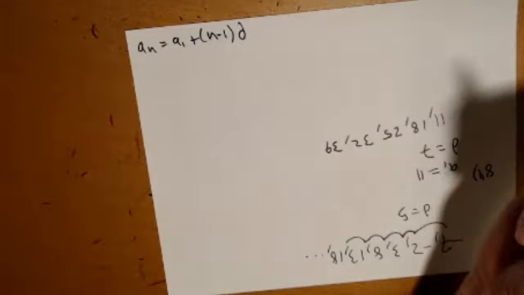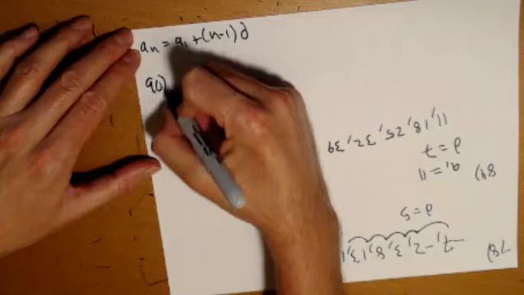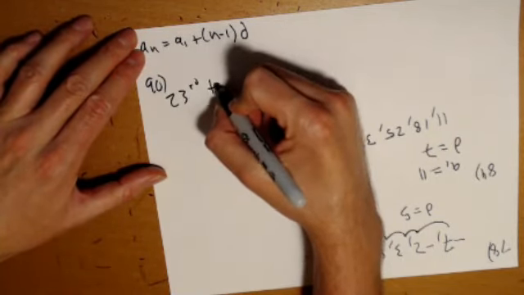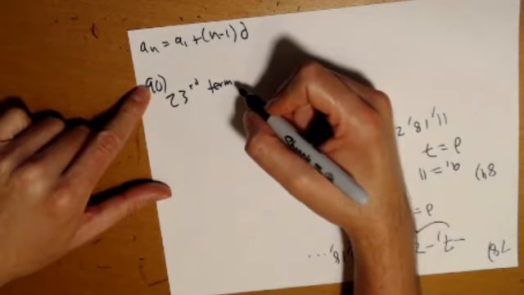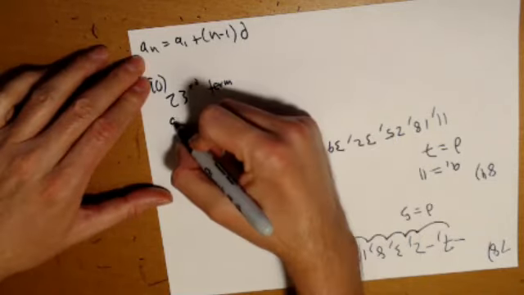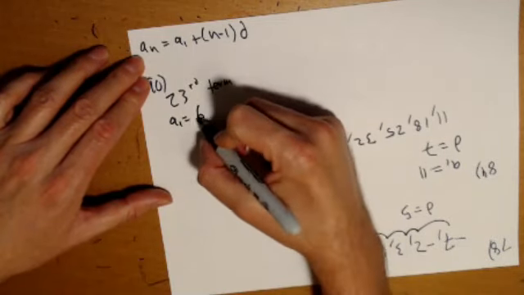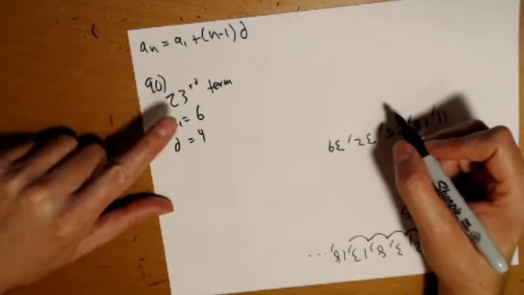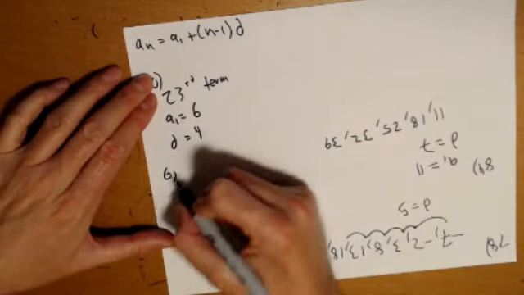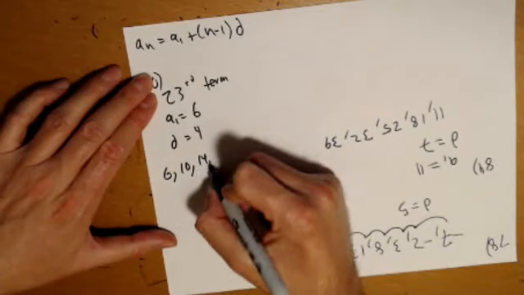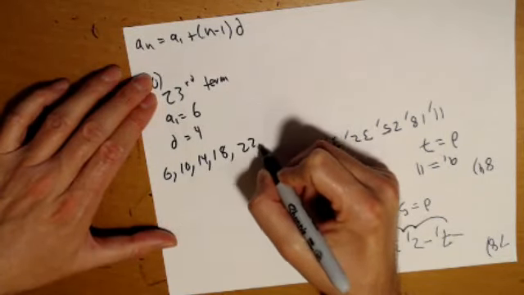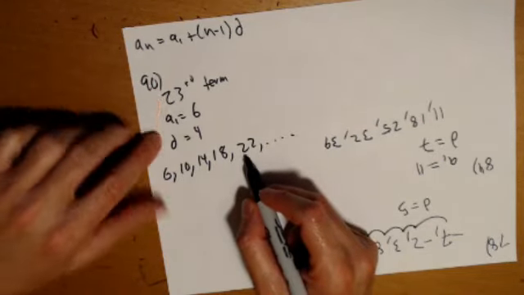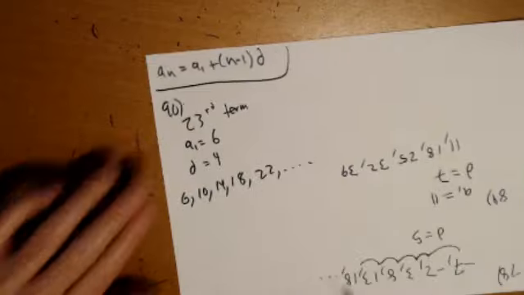So when they want us to do something like number 90, they say find the 23rd term. 90. Find the 23rd term of a sequence where the first term, A1, is 6, and the common difference, d, is 4. Okay, so it goes 6 plus 4 is 10, plus 4, 14, plus 4, 18, plus 4, 22. Da, da, da, da. So that's the first guy, second guy, third guy, fourth guy, fifth guy. What's the 23rd guy? Ooh, how about I use that formula?